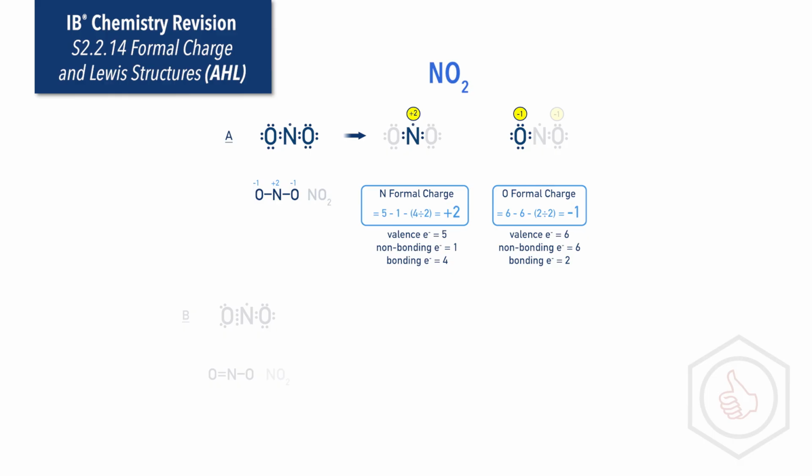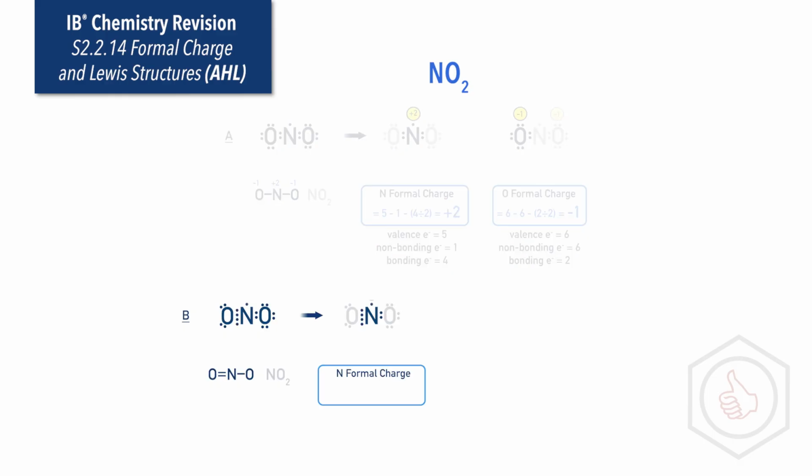In the second structure, the formal charge of the nitrogen is going to be 5 minus 1 minus 6 divided by 2. Because again, the valency of nitrogen is 5 outer electrons to start with. Again, it has one non-bonding electron, but this time it has 6 bonding electrons around it. So therefore, 5 minus 1 minus 6 divided by 2 equals 1.